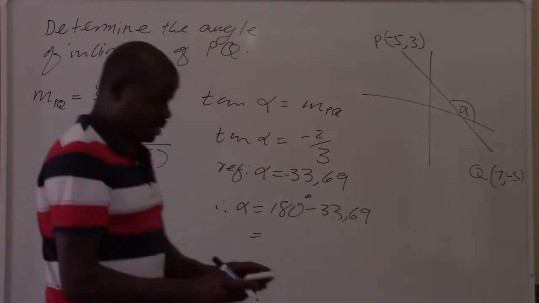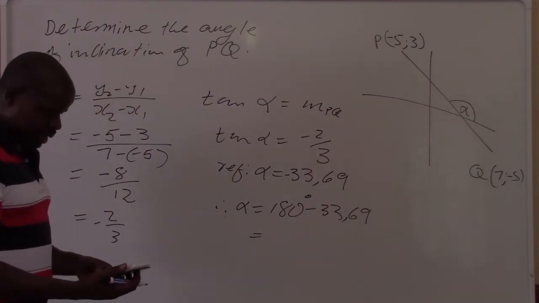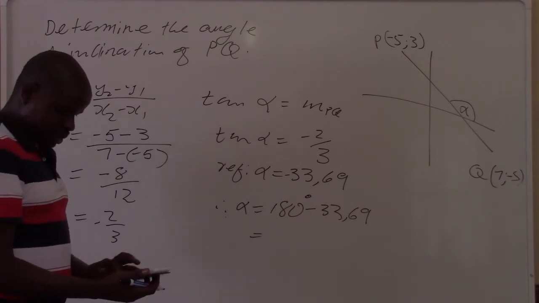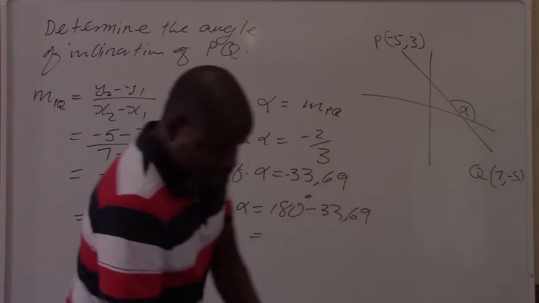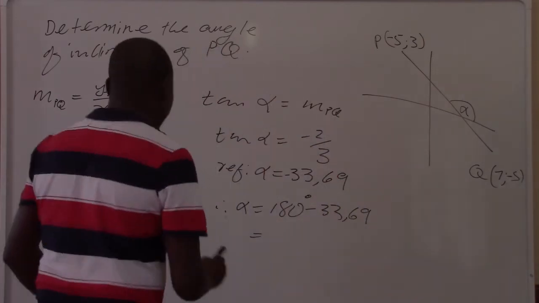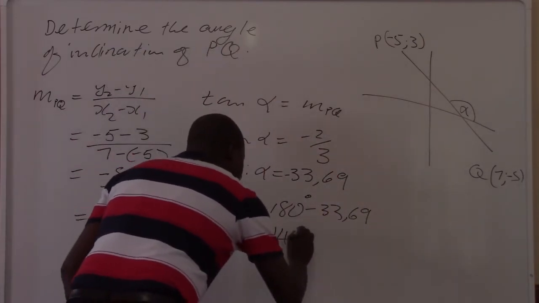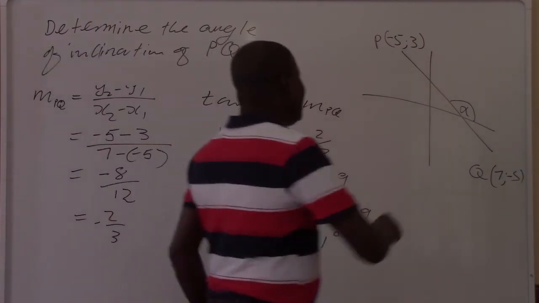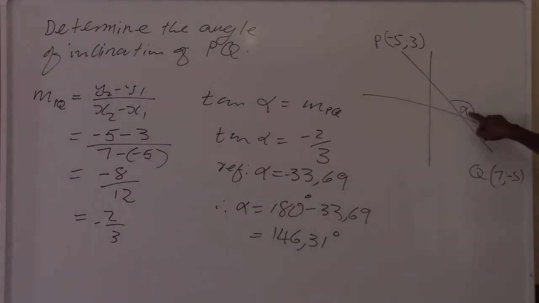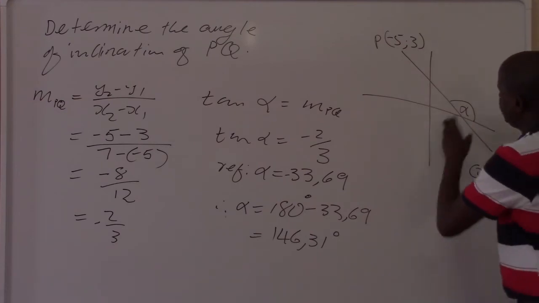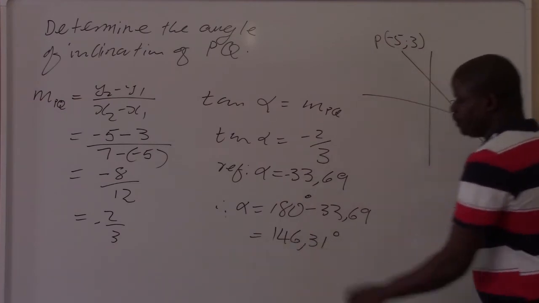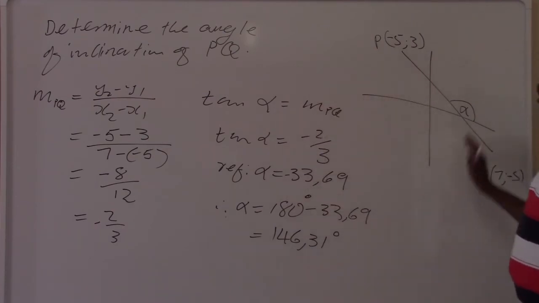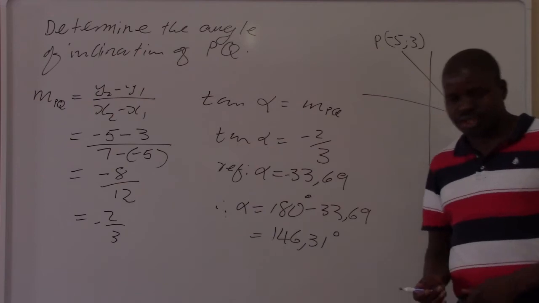So then that one, what will it give us? You say 180 minus 33,69, which is equal to 146,31. 146,31 degrees. So that angle alpha here is equal to 146,31 degrees. So that is how we calculate the inclination of an angle.